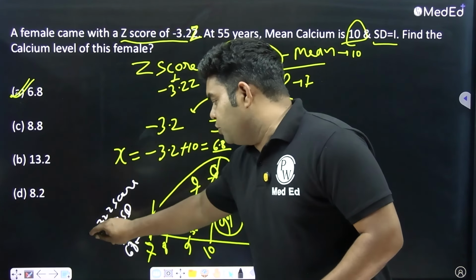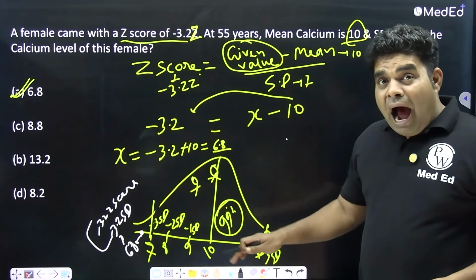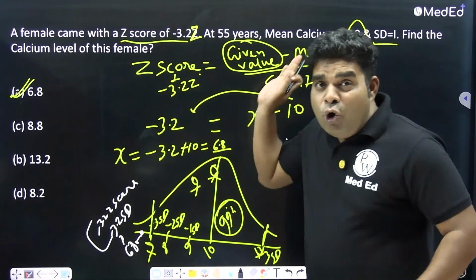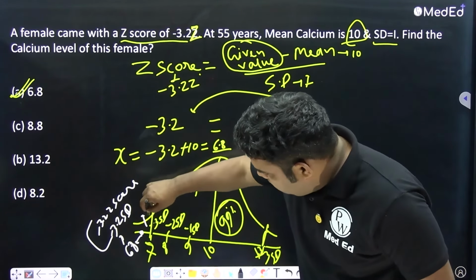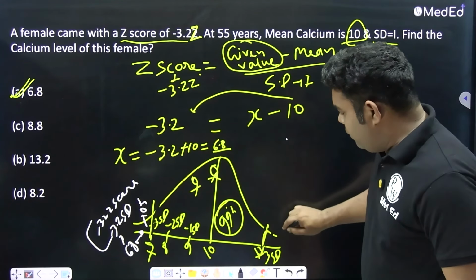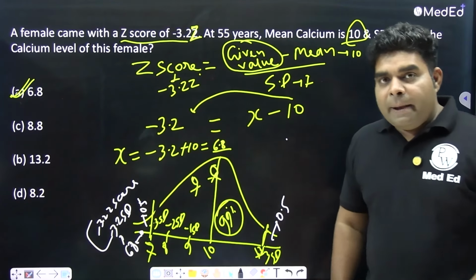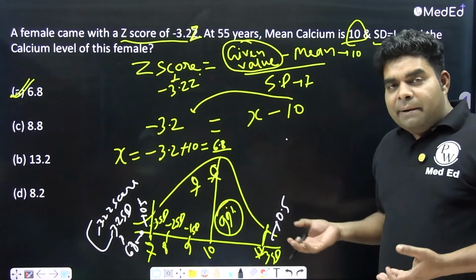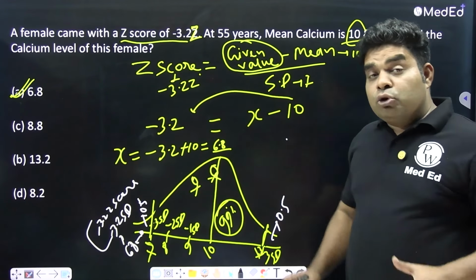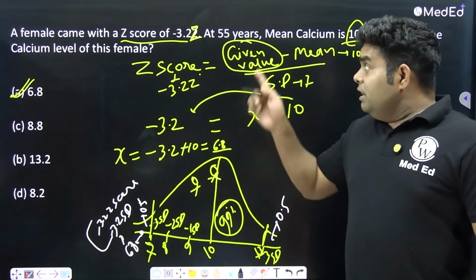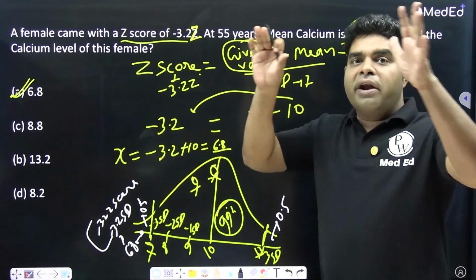So our female patient whose calcium level is 6.8 has the lowest calcium out of 100 females, because 99% of values are inside. So only 0.5% are on this side, 0.5% on the other side. If you remove 99 from 100, only 1% is left, and that 1% will not be on one side. It will be 0.5 on this side, 0.5 on that side. So if you have 200 females of this age group, still this patient of ours with Z score minus 3.2 has the least calcium among the 200 females.